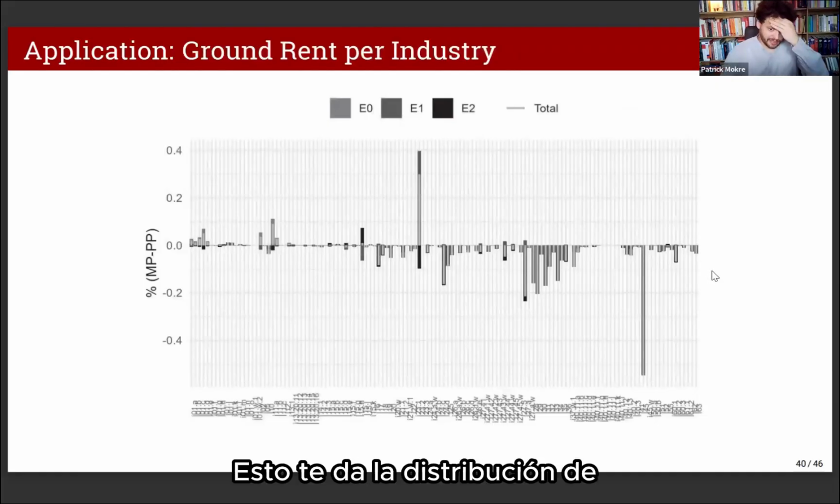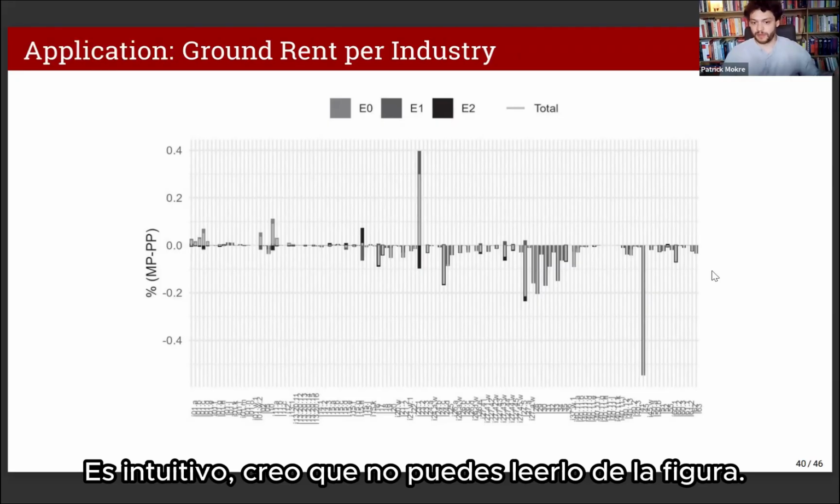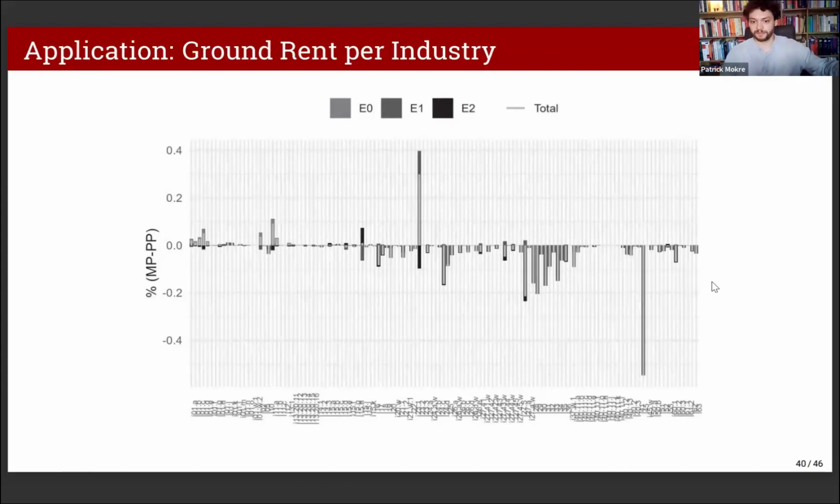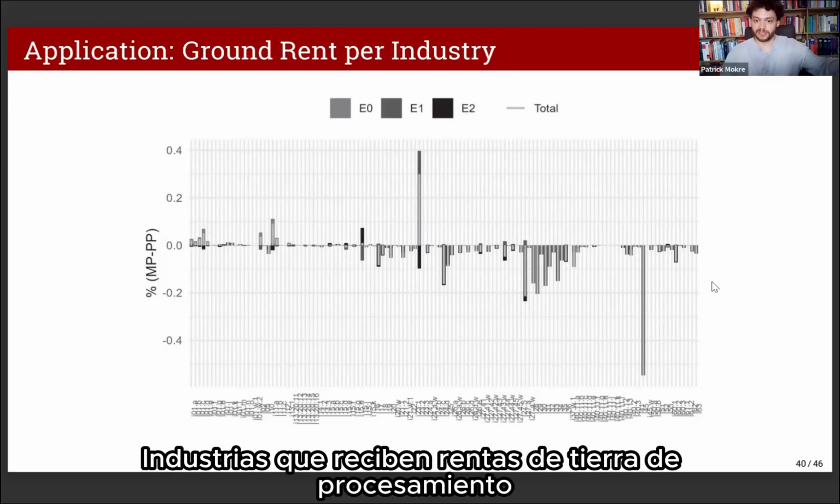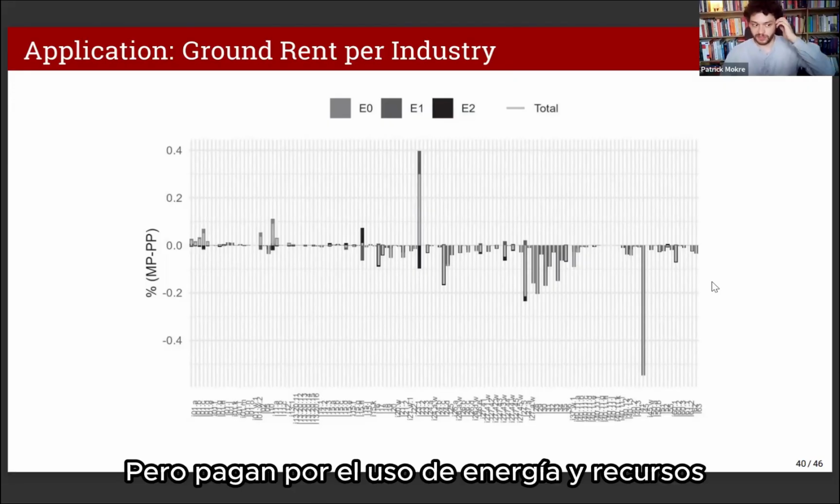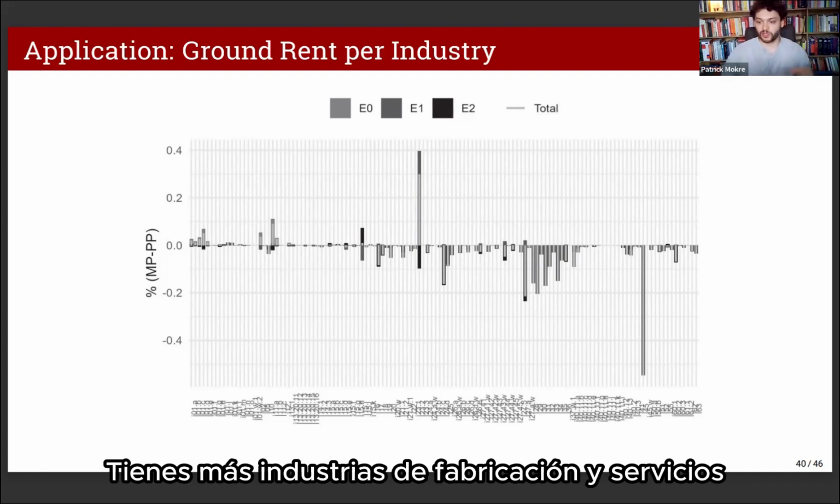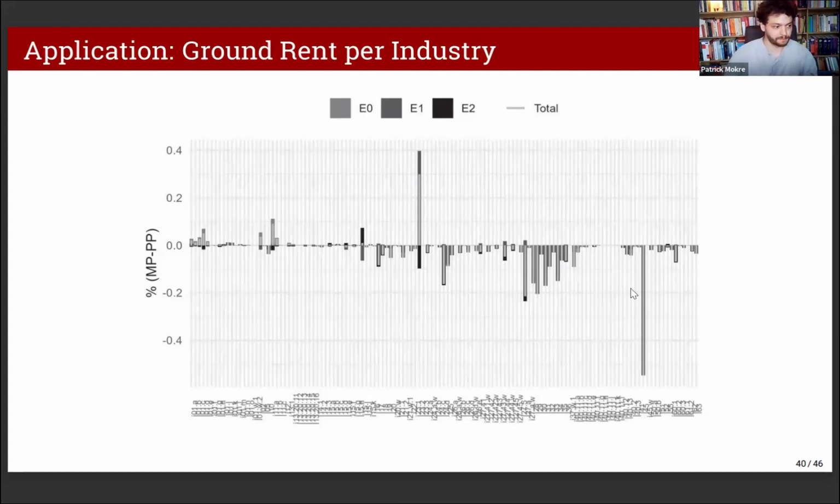This gives you the distribution between industries of aggregate ground rents. It's intuitive, I think. You cannot read it from the figure, but on the left-hand side, you have agricultural and mining industries. They receive ground rents. In the middle, you have some manufacturing industries that receive processing ground rents, but they pay for energy and resource use. And in the right-hand side half, really, you have all further manufacturing and service industries that pay profit penalties for using energy and processed goods.